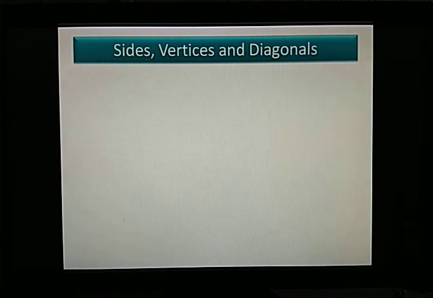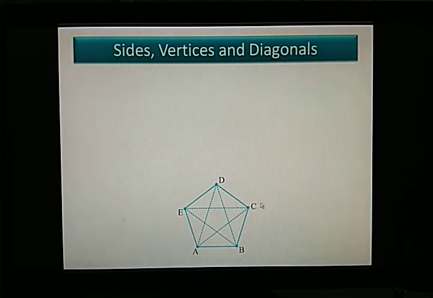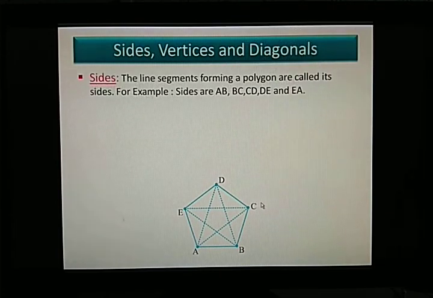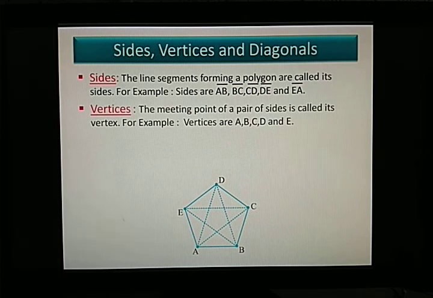Now next, sides, vertices and diagonals. Looking at this diagram, we will do it. So what are sides? The line segments forming a polygon are called sides. These are the sides which form the outer structure of the polygon. Which are the sides? AB, BC, CD, DE and EA. You can look at the diagram, they are very obvious. Now next is vertices. The meeting point of a pair of sides is called a vertex. Pair means two, so wherever any two sides meet, that point is called a vertex. What are the vertices here? A, B, C, D and E.